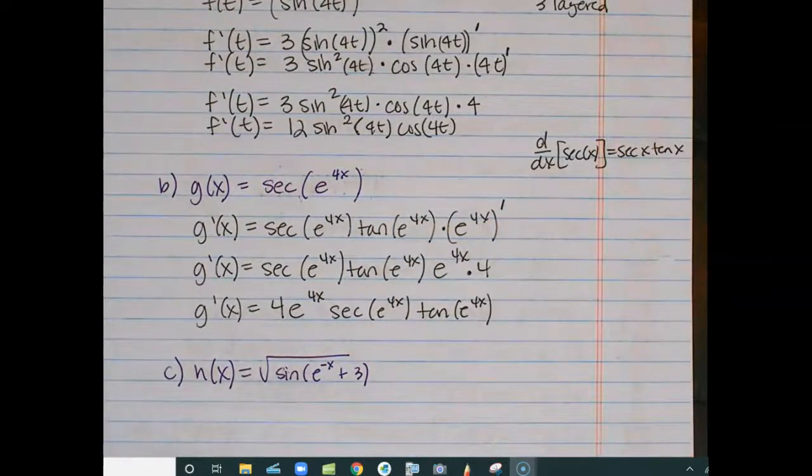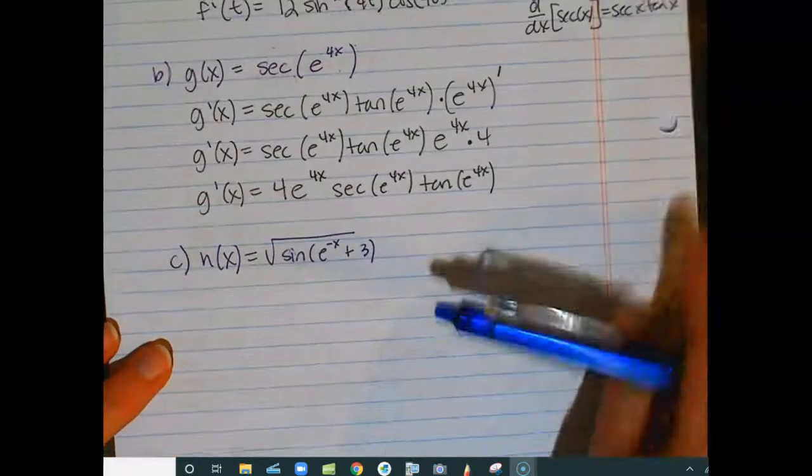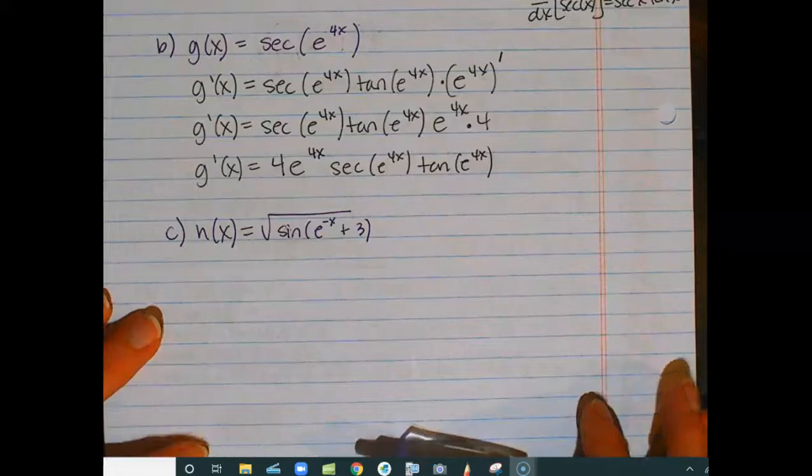All right, so this is death by chain rule, and y'all are surviving it. I feel sure, but I also feel sure that y'all will ask me if you have questions.